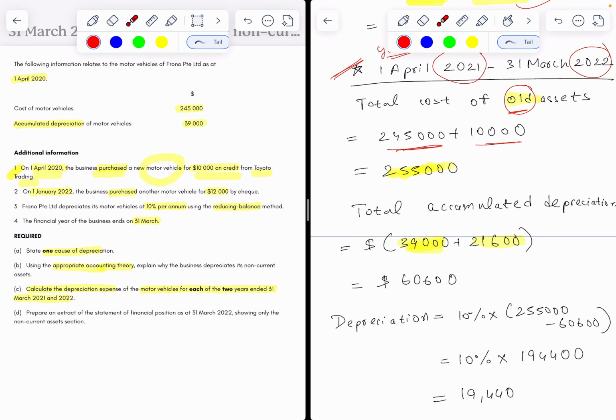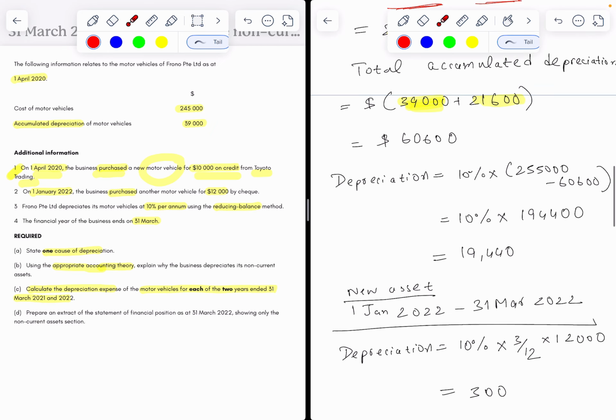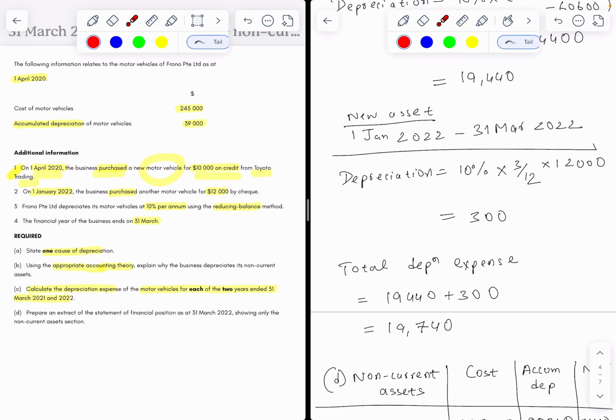Okay. Now, if you read additional information number 2, it tells us that on 1 Jan 2022, the business purchased another motor vehicle for $12,000 by cheque. Okay, so we bought a new asset on the 1st of Jan 2022, and our financial year is ending on 31st of March 2022, which means this asset was used in the business for 3 months, which are the months of January, February, and March.